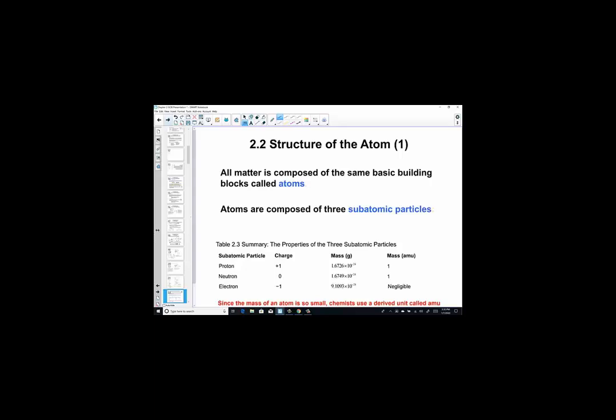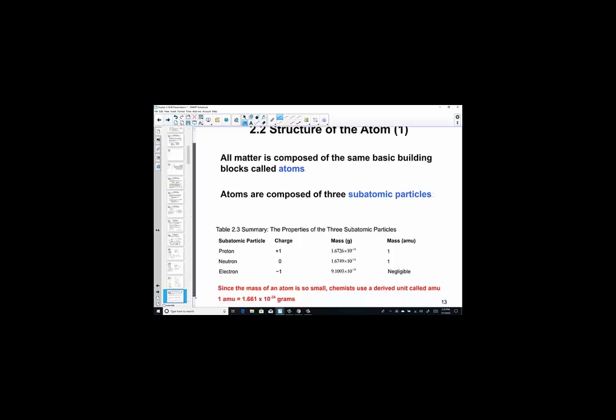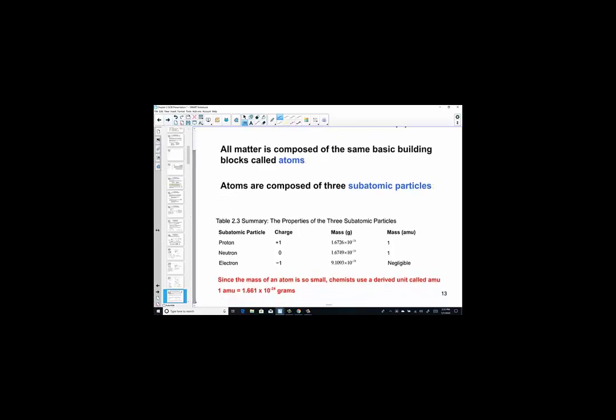Let's talk about how atoms are put together, the basic structure of an atom. We know that atoms are the basic building block of all of matter, and that atoms are composed really of 3 subatomic particles. Those subatomic particles are known as the proton, the neutron, and the electron. There are 3 subatomic particles. The first of the 3 is called a proton. The second is called a neutron, and the third is called an electron.